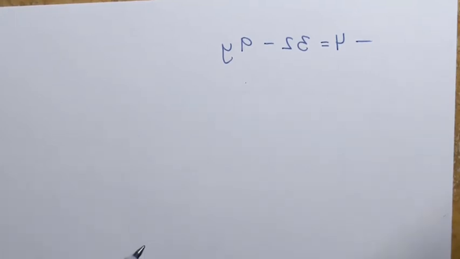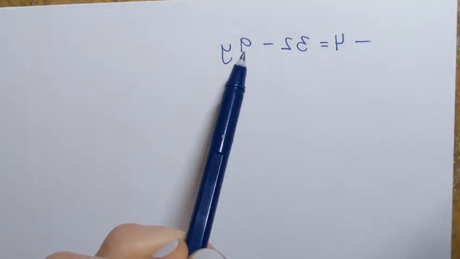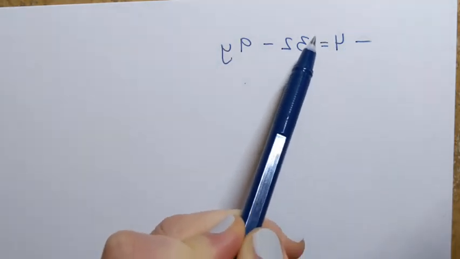In this video, we're going to solve a few linear equations. Let's start with this one: -4 equals 32 minus 9y. I know that I'm looking at an equation because I can see the equal sign.